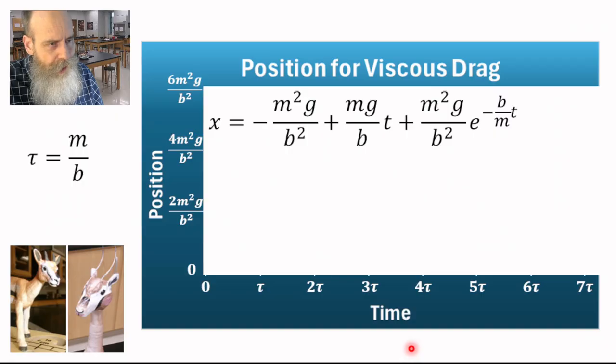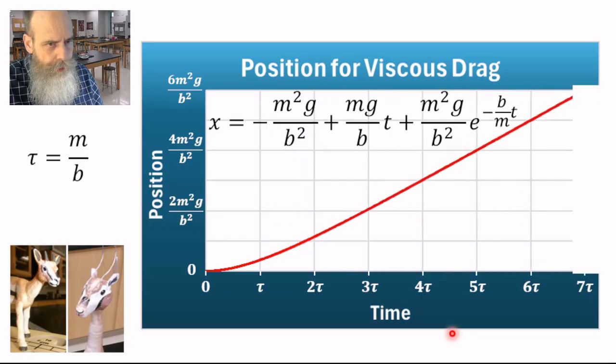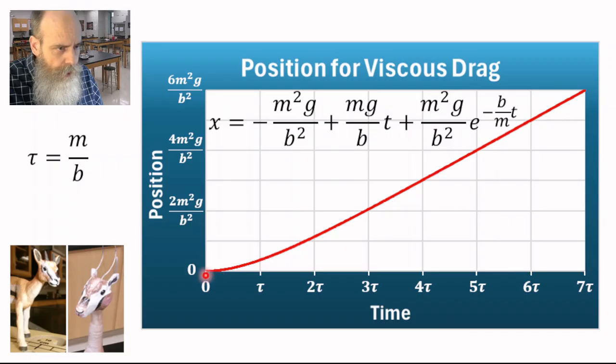Here's a graph of position versus time. I'm writing the position in terms of m squared g over b squared, and the time is written in terms of tau, the time constant. Here's what we get. It starts at 0, the position increases, the slope also increases, and eventually the slope becomes constant, and the function becomes linear after a time of about 5 tau.